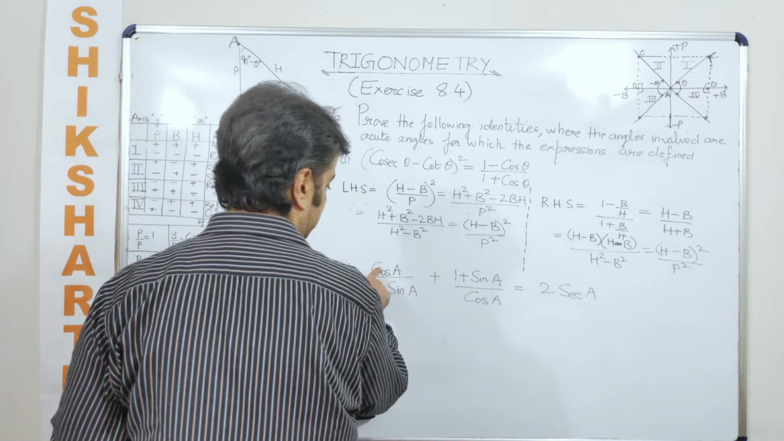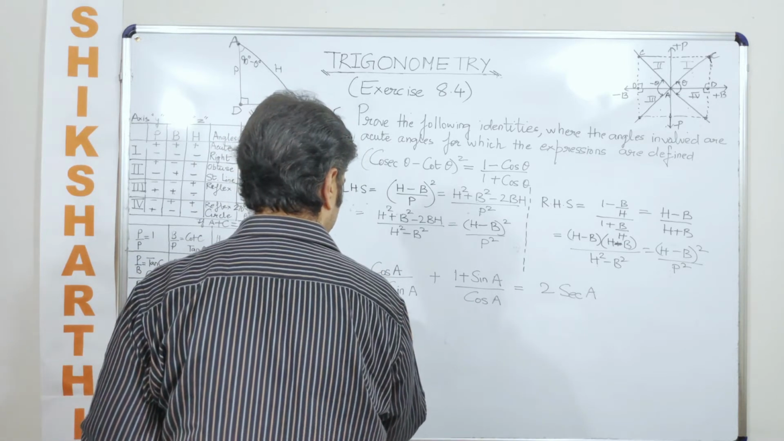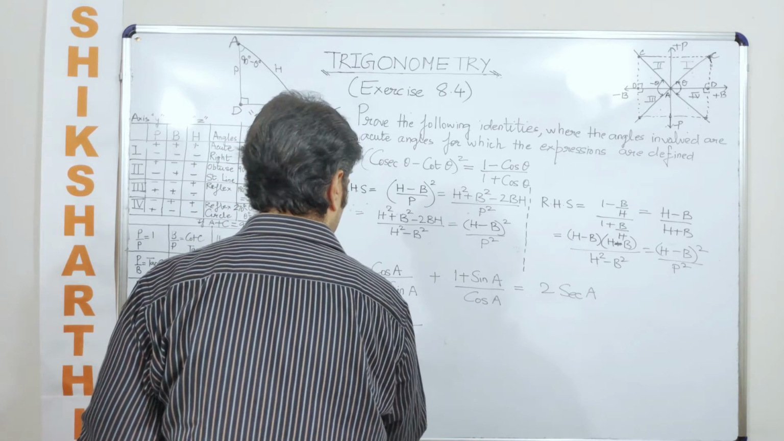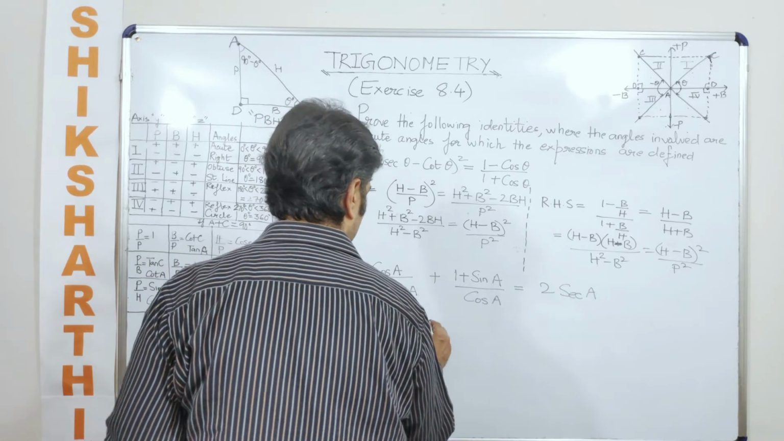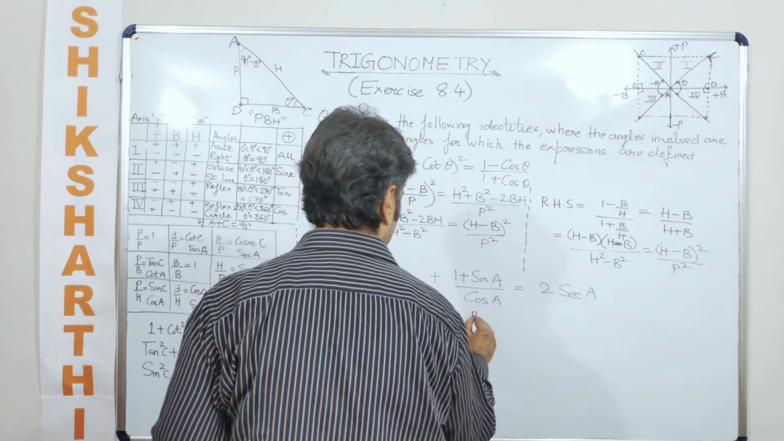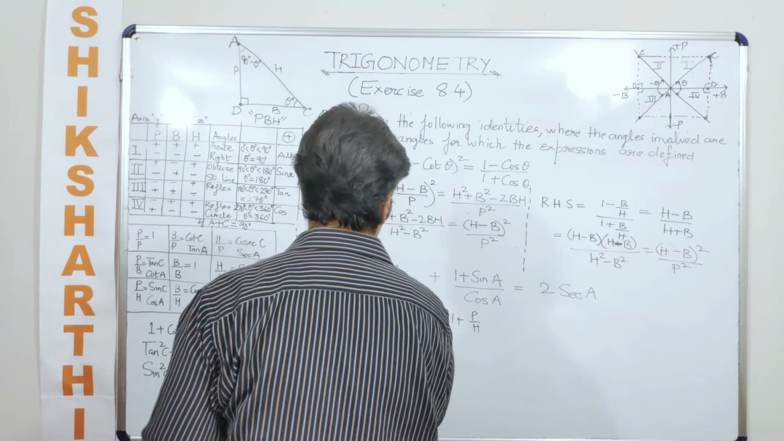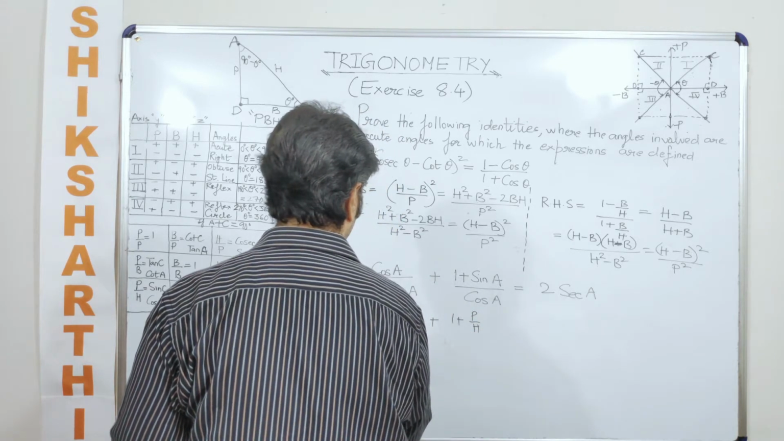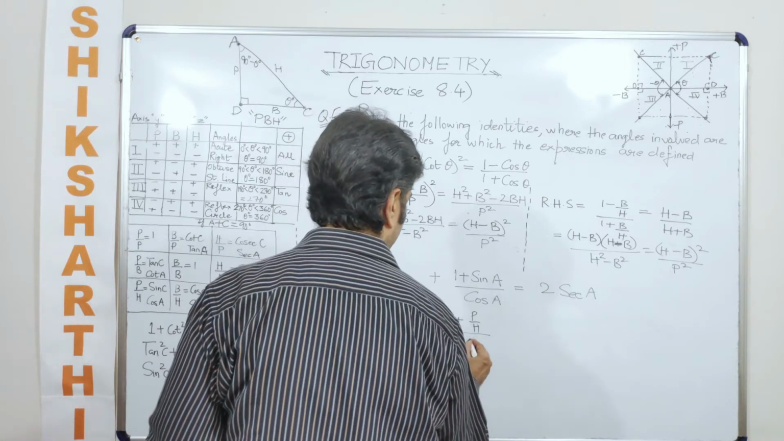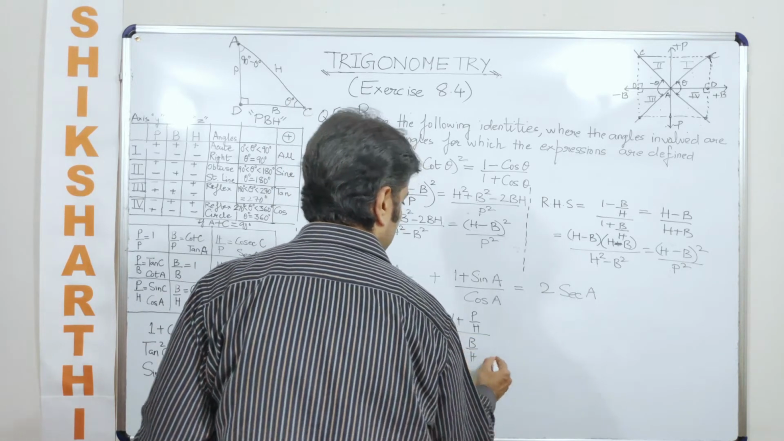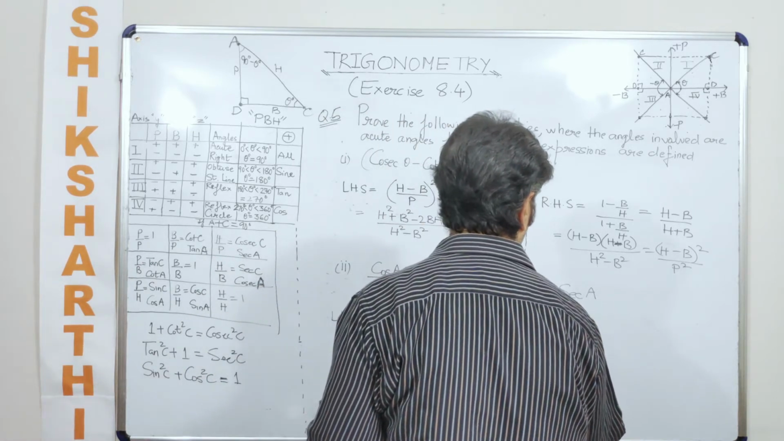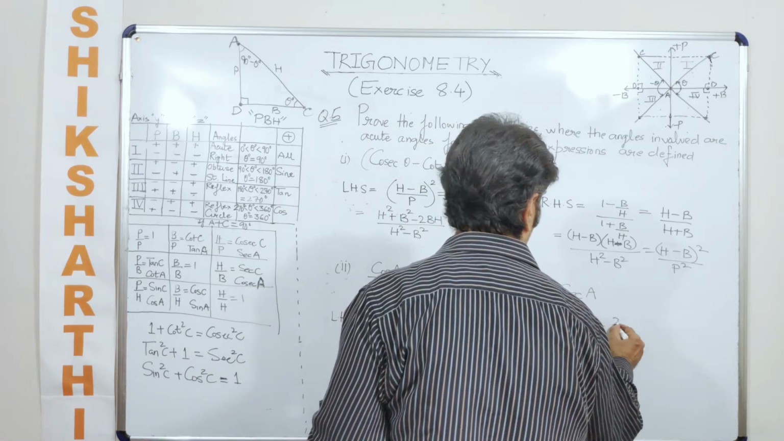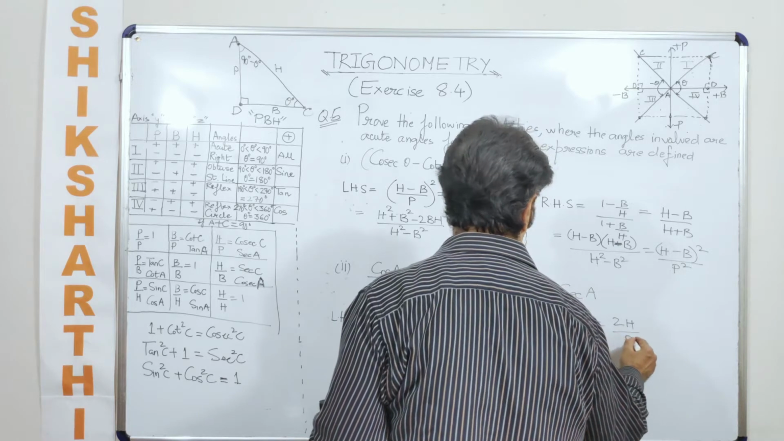So this is how much? This is base upon hypotenuse and divided by 1 plus perpendicular upon hypotenuse, plus this is 1 plus b by h. So we are saying what? This is the left hand side value divided by b by h. Similarly, now if I have to equate it to the right hand side value, the right hand side value is how much? This is 2h by b.